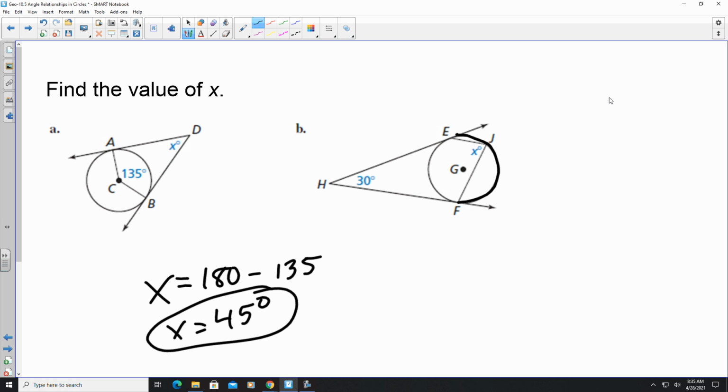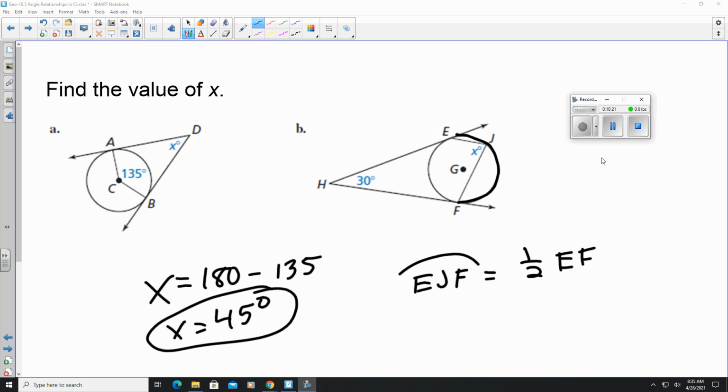All right, sorry. So we know that arc EJF is going to be half of the arc of EF, due to the measure of an inscribed angle theorem from 10.4.